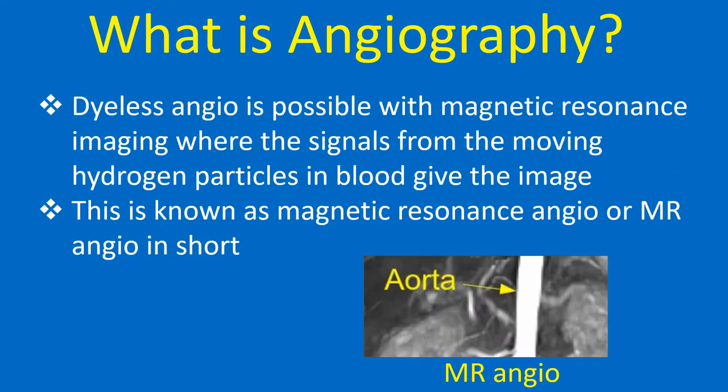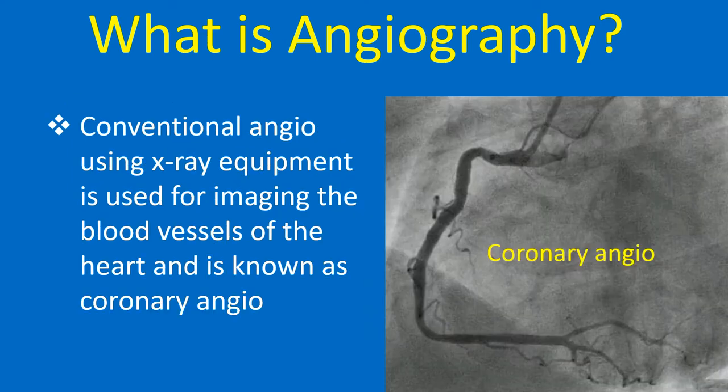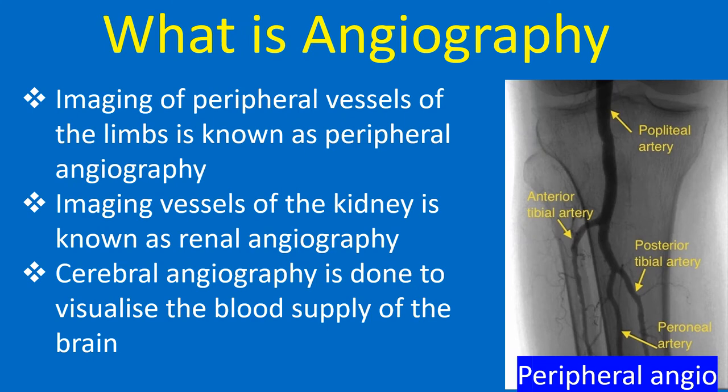Dye-less angio is possible with magnetic resonance imaging, where the signals from the moving hydrogen particles in blood give the image. This is known as magnetic resonance angio. Conventional angio using X-ray equipment is used for imaging the blood vessels of the heart and is known as coronary angio. Imaging of peripheral vessels of the limbs is known as peripheral angiography. Imaging vessels of the kidney is known as renal angiography.